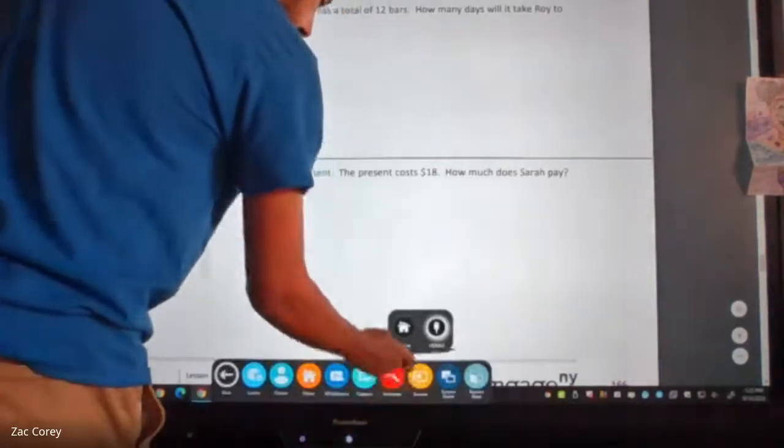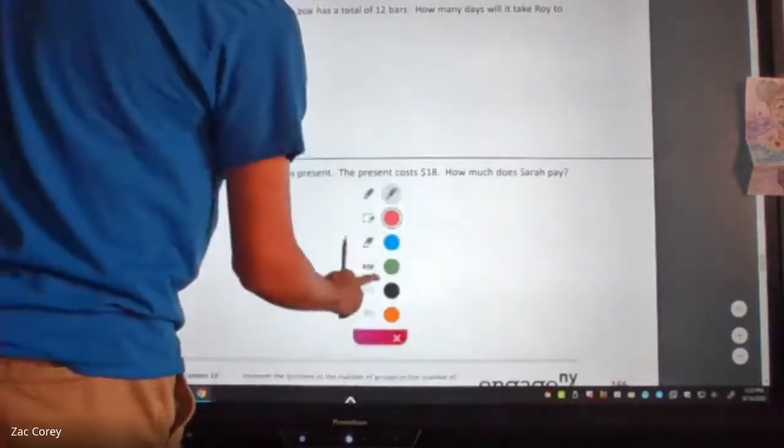Okay, number 5. Number 5 says, Roy eats 2 cereal bars every morning. Each box has a total of 12 bars. How many days will it take Roy to finish 1 box? All right, let's go ahead and do one of those tape diagrams together.